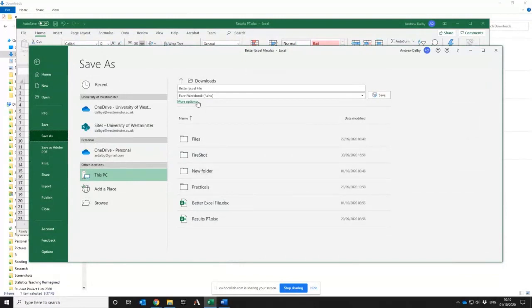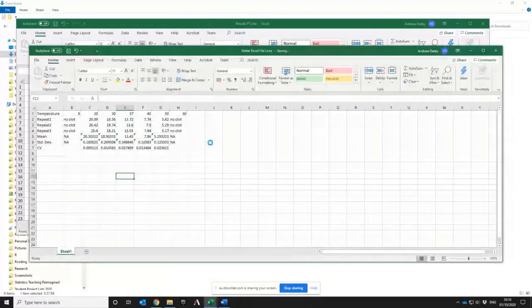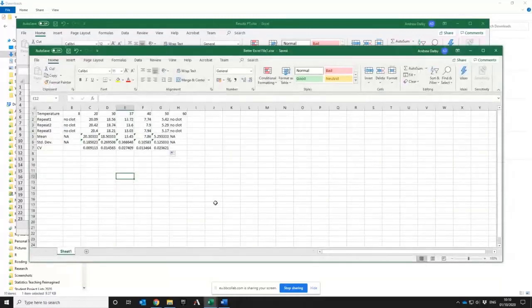I'm going to save this one as... why can't I save in downloads? Better Excel file. I'll call it Better Excel file 1. So that's the final file that I want to do.